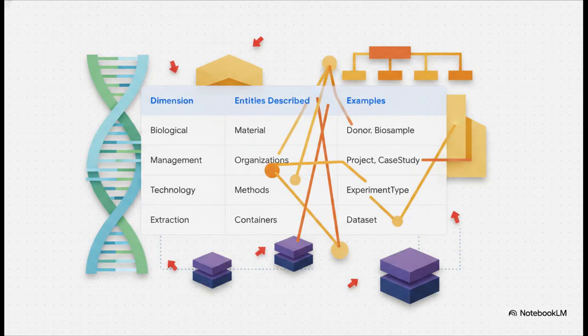So imagine an algorithm querying a specific piece of genomic data. It actively traverses these distinct conceptual dimensions. It will check the biological dimension to find the donor or biosample. Then it navigates the management dimension to link that back to a specific project or case study. It evaluates the technology dimension to understand the experiment type, and finally, the extraction dimension to locate the exact dataset container. It's just a beautifully rigid, highly effective way to organize millions and millions of facts.